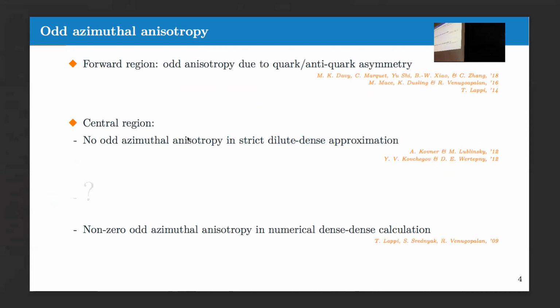So this talk is not about this. I will deal only with gluons here. I will consider the central region, and if you try to compute the odd azimuthal anisotropy there in the strict dilute-dense approximation, you get zero. But if you consider a dense-dense calculation, numerically, this is leading order. Leading order in alpha_s? That's right, it is leading order in alpha_s and in diluteness as well.